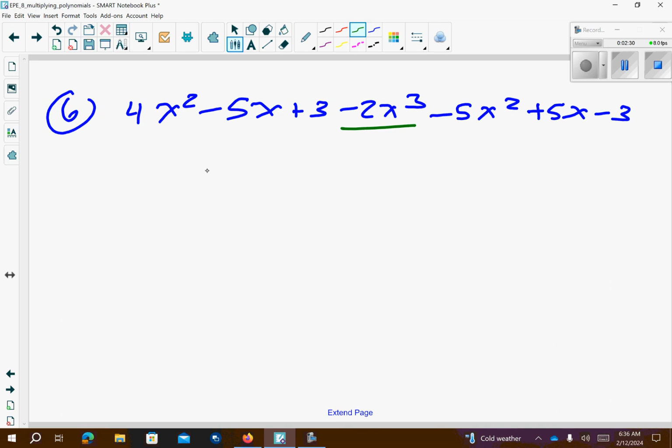This is my highest exponent, so we're going to list that first. And then I have 4x squared minus 5x squared, which is negative 1x squared, or negative x squared. The negative 5x and positive 5x, they cancel each other out. The 3's cancel each other out as well.